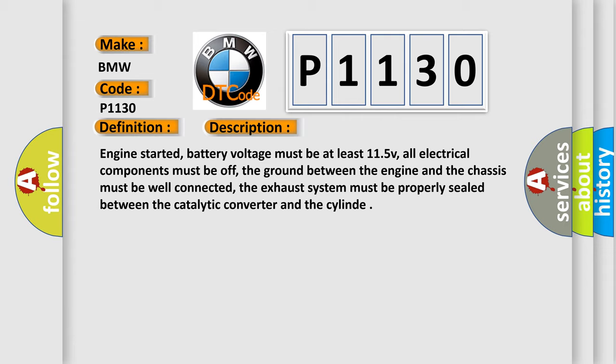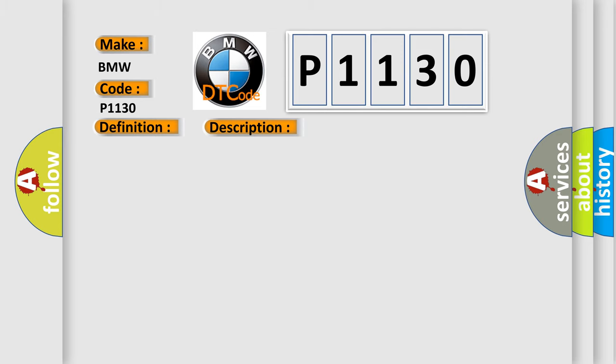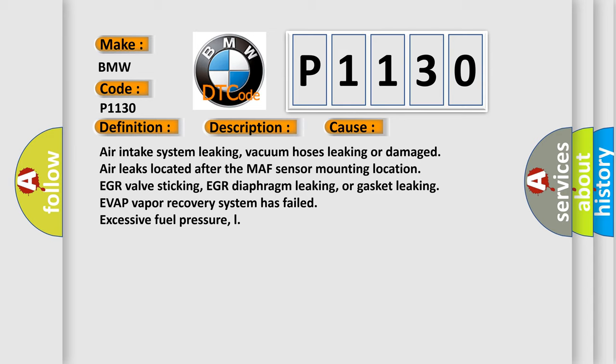Engine started, battery voltage must be at least 11.5 V, all electrical components must be off, the ground between the engine and the chassis must be well connected, the exhaust system must be properly sealed between the catalytic converter and the cylinder. This diagnostic error occurs most often in these cases: air intake system leaking, vacuum hoses leaking or damaged, air leaks located after the MAF sensor mounting location, EGR valve sticking, EGR diaphragm leaking, or gasket leaking, evap vapor recovery system has failed, excessive fuel pressure.